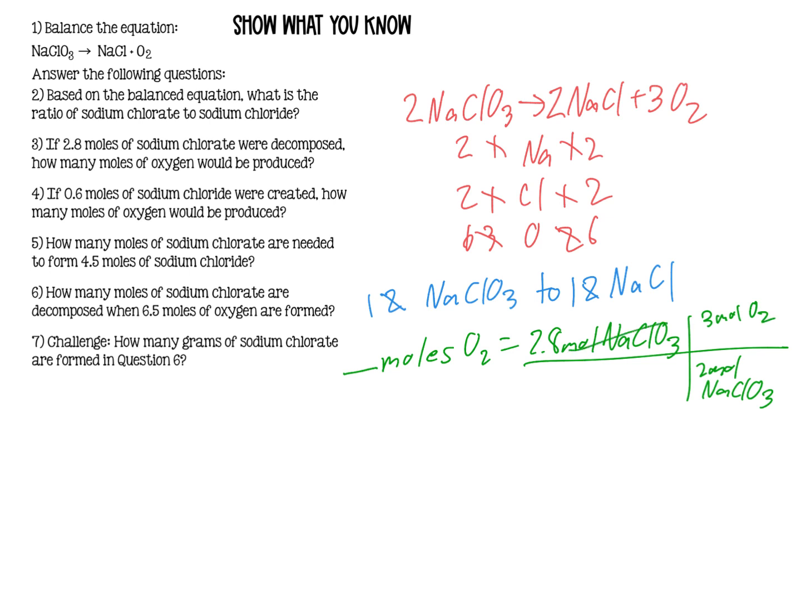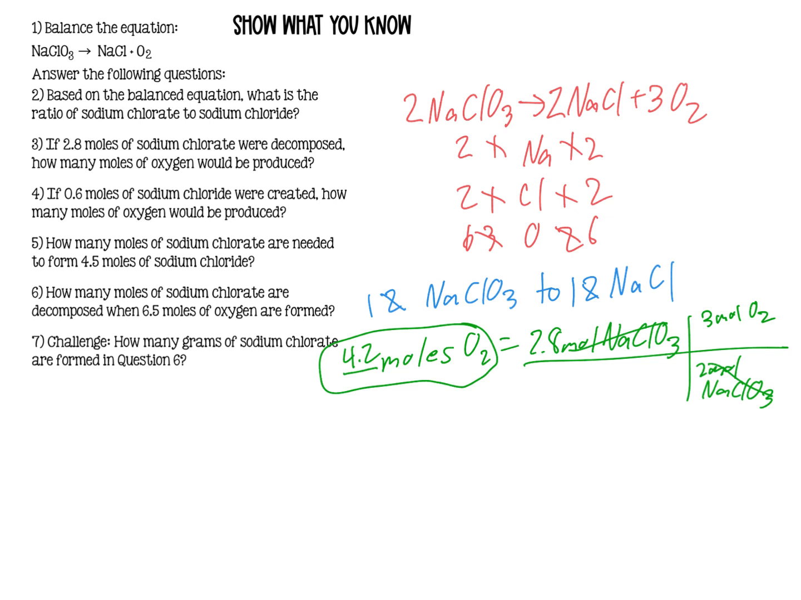Why is oxygen on top and sodium chlorate on bottom? Well, that's because we need the sodium chlorates to cancel out. So since we already have one on top, we need one on bottom. We then multiply the numbers on top and divide by what's on bottom to get our answer. 2.8 moles of sodium chlorate will produce 4.2 moles of oxygen.